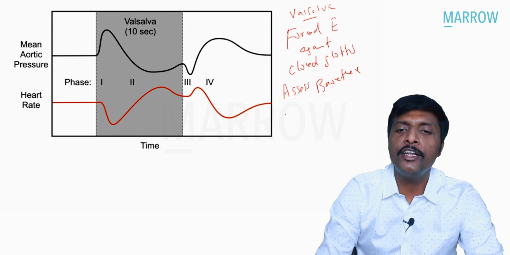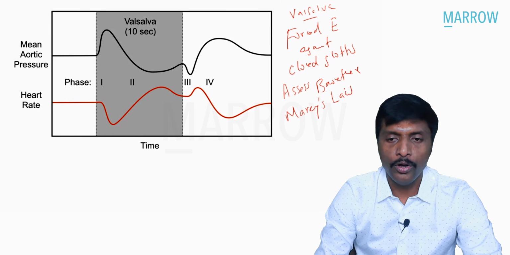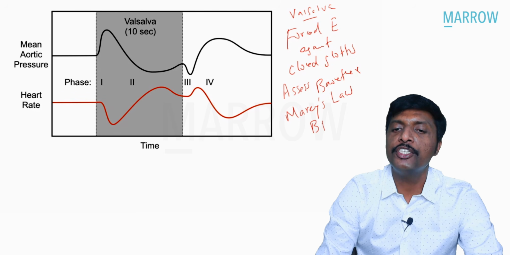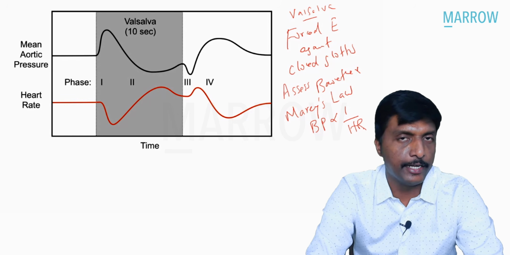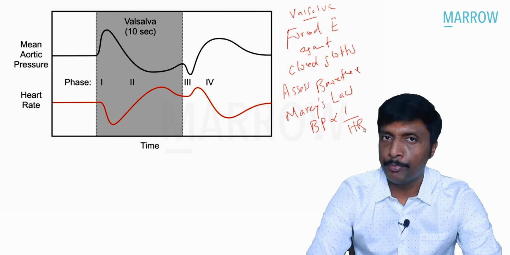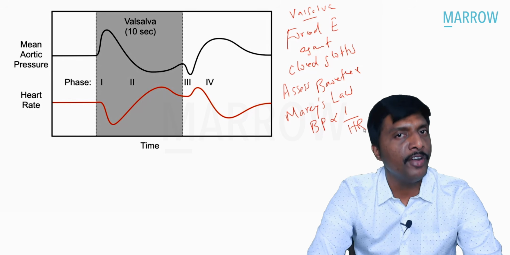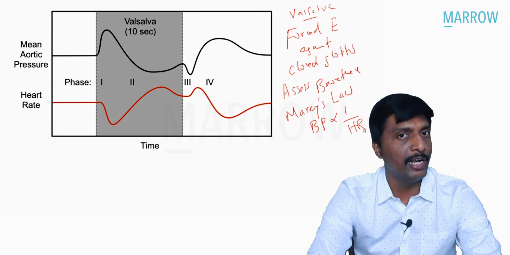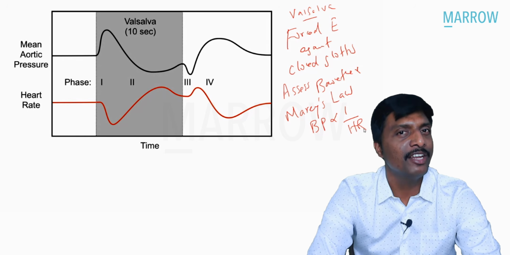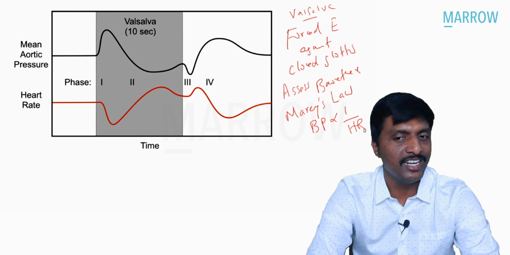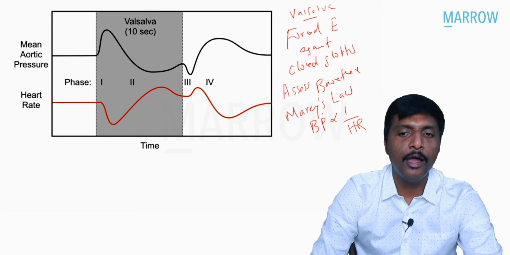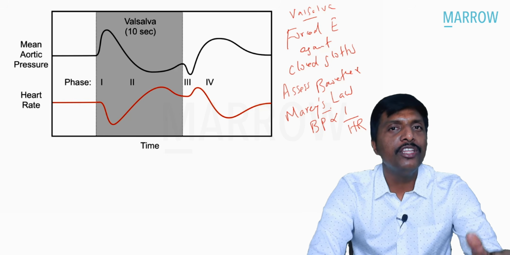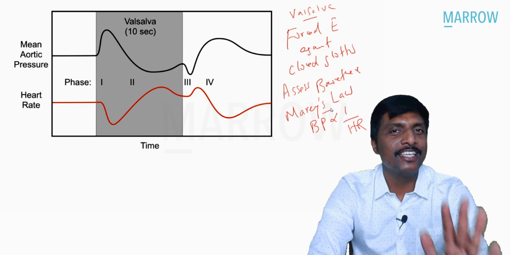There is an important law that is called Mary's law. What it states is that blood pressure and heart rate are always inversely related. If blood pressure rises, there will be a reflex fall in heart rate. They are inversely related. What is this law? Mary's law. Now the baseline is set to analyze this graph.